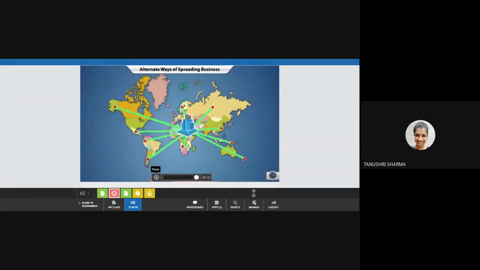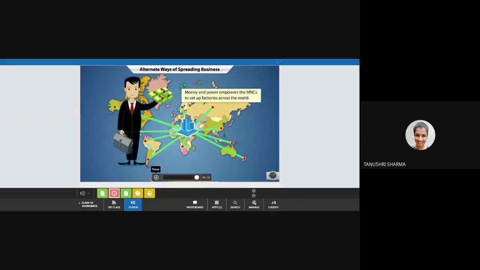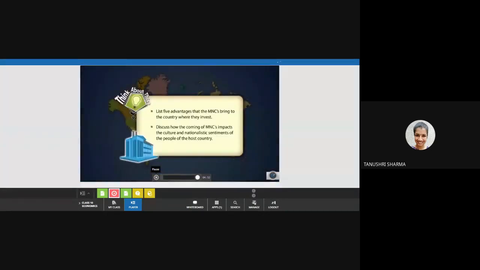Thus, multinational corporations possess money and power which enables them to set up branches and factories across the world. Think about this and discuss.